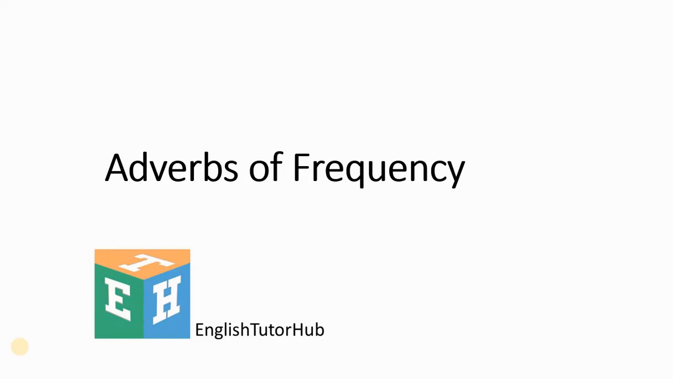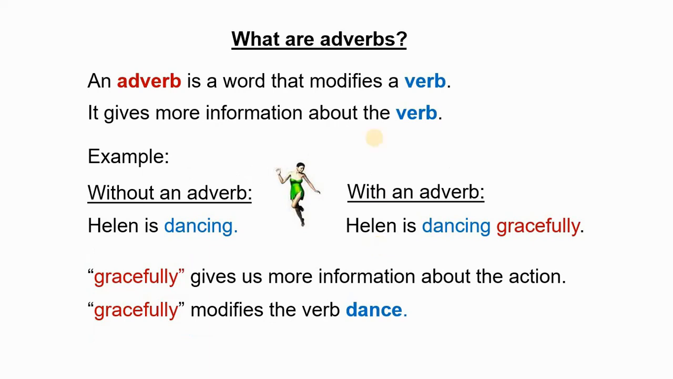Today, we are doing a grammar lesson all about adverbs of frequency. So, let's start. First of all, what are adverbs? Well, an adverb is a word that modifies a verb. The adverb gives more information about the verb. The verb describes an action, and the adverb gives us more information about that action.